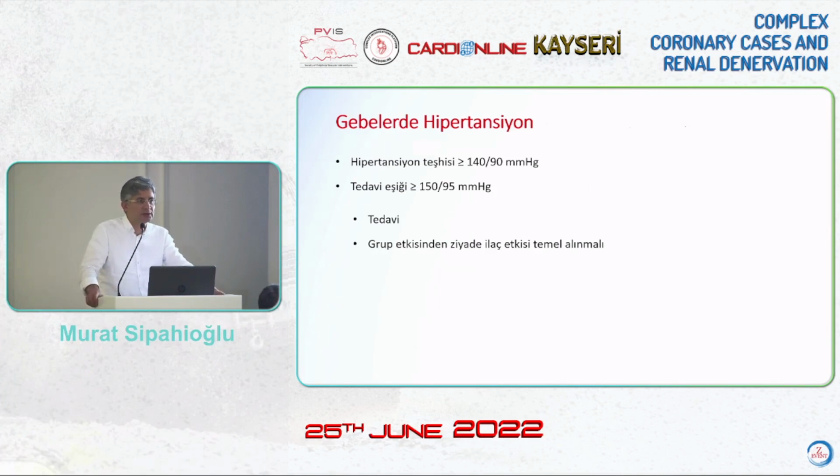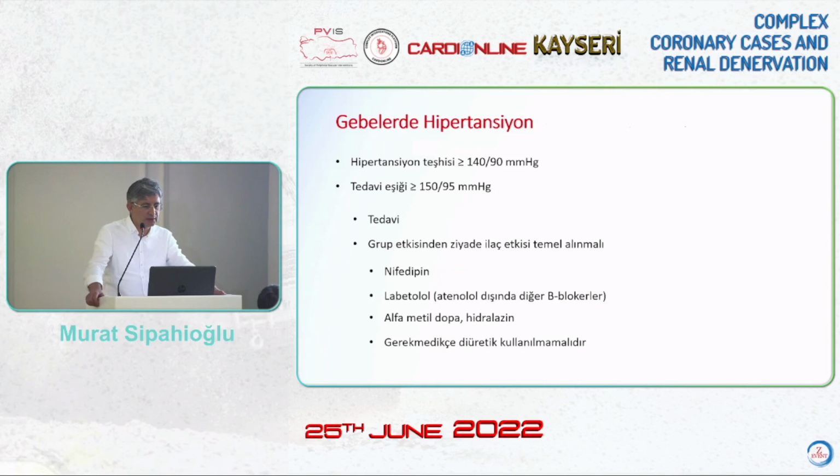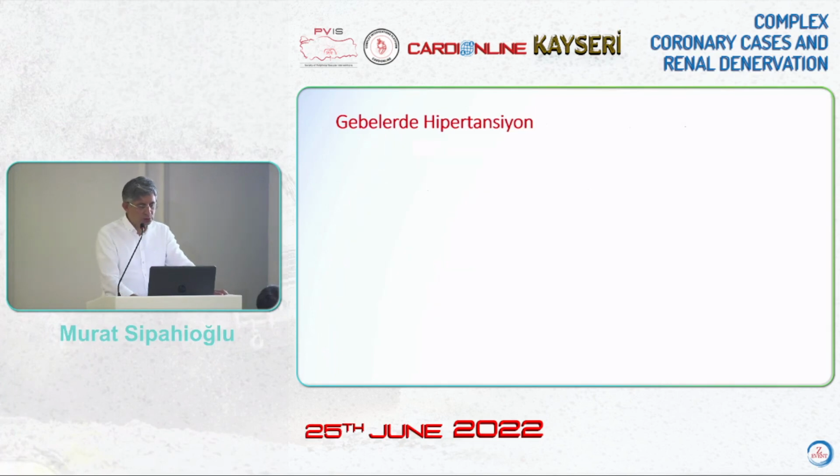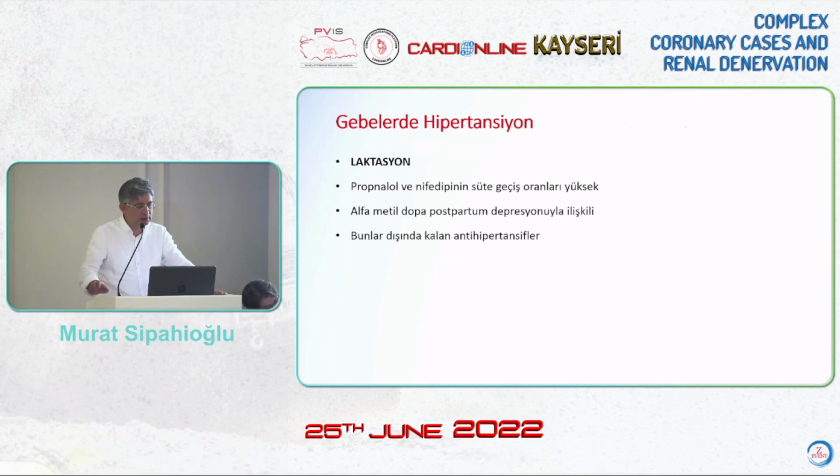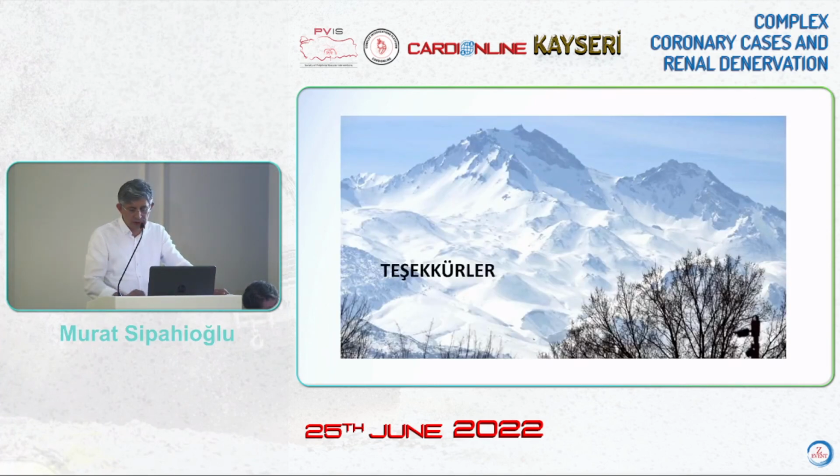In the treatment, there are not many studies, and we need to look at the drug effects on the patient. Calcium channel blockers, nifedipine can be used. Beta blockers, alpha methyldopa can be used in this patient. In the diuretics, it's not recommended. In the lactation, it is similar. Denervation can be in the lactation. Alpha methyl is related to postpartum depression, and other antihypertensives can be used in the lactation.